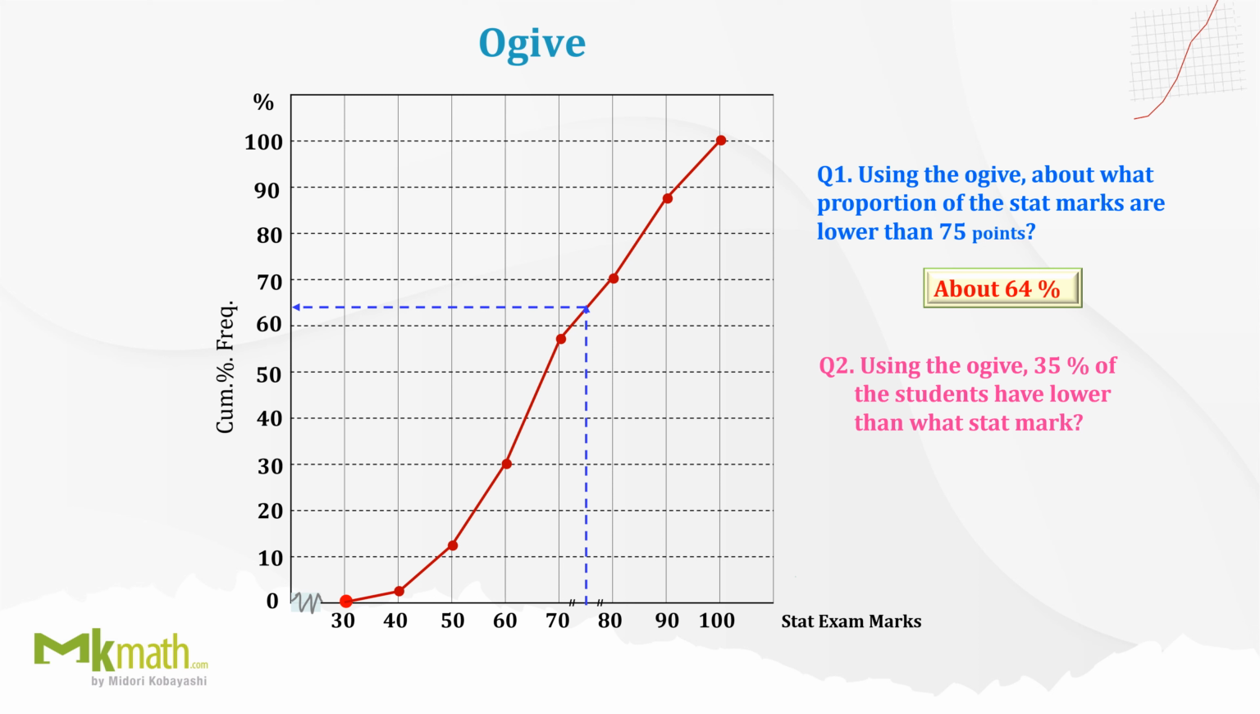Let's consider another question. Now this time it says 35%. Again, draw a dashed line starting with the y-axis, halfway between 30 and 40, until you reach the main graph. After reaching the main graph, then draw a straight dashed line toward the x-axis to read the exam score. We can read it approximately 62 points.